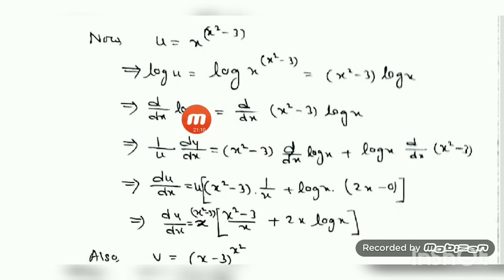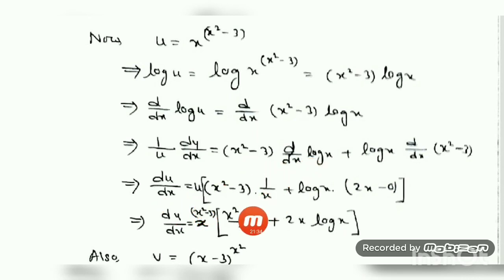Taking logarithm on both sides, log of u is equal to log of this one. This power can be written as a product, (x square minus 1) log of x. Then take d/dx. d/dx of log u is equal to d/dx of this expression. Log u derivative is 1 by u du/dx. Product rule can be used. (x square minus 1) d/dx of log x plus log x, x square minus 1, not 3. So du/dx equal to u.